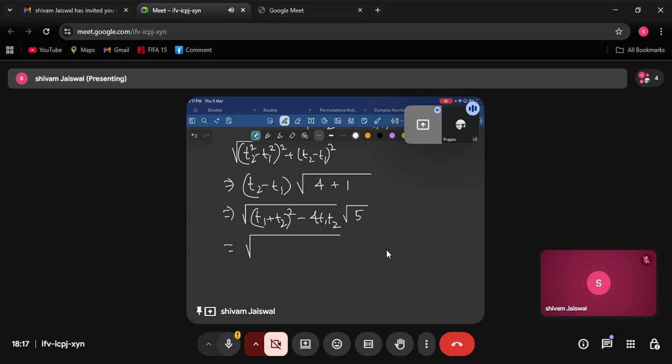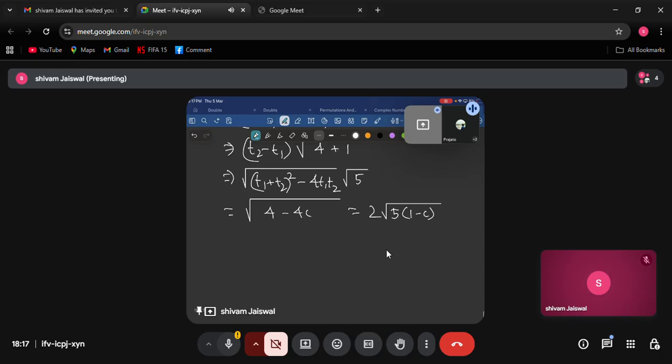Root over 4 minus 4c. 4 will be outside. So this will become root 5 into root over 1 minus c. Right, tell me. Up to this much, anyone having any doubt? No? And that is the intercept only. That is the intercept only.